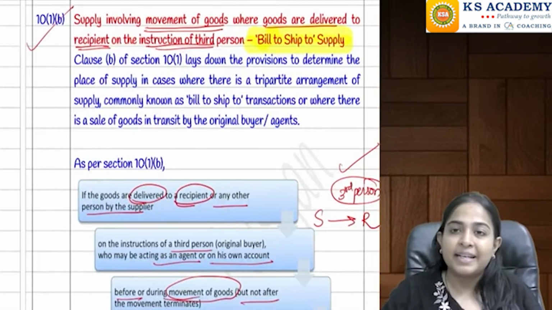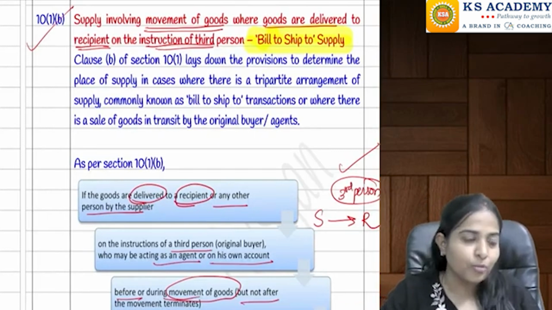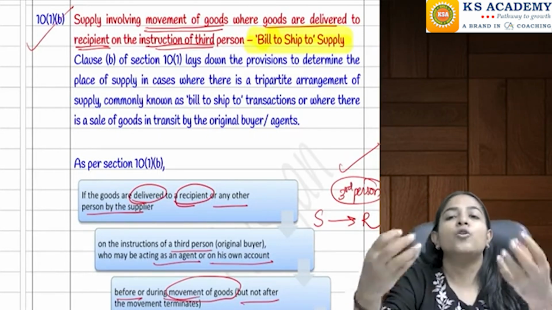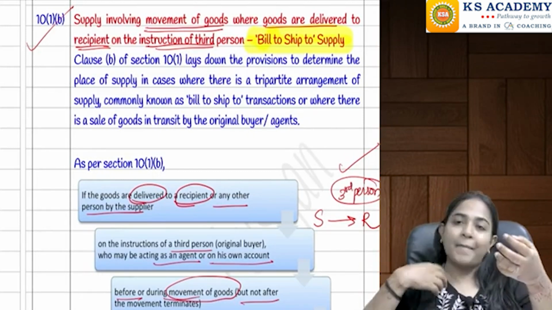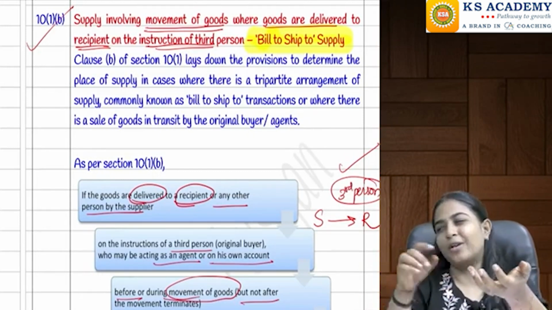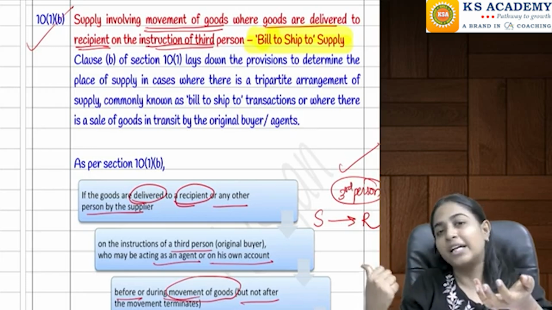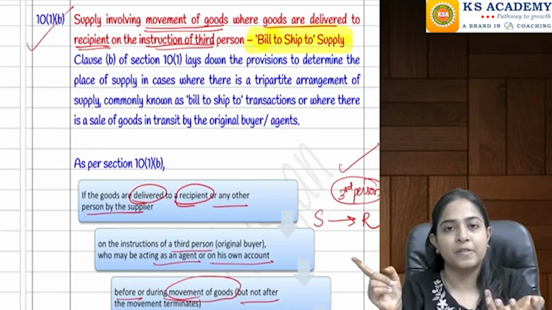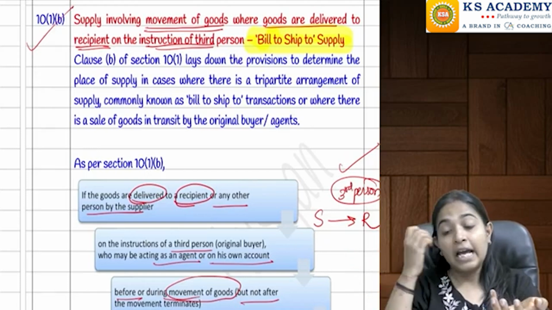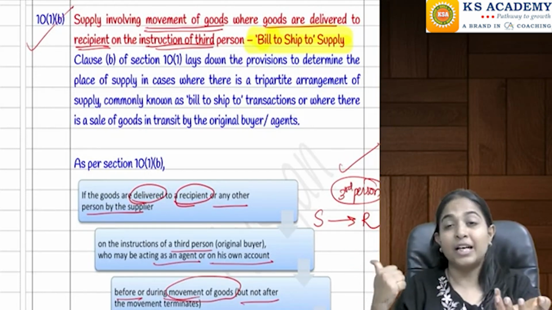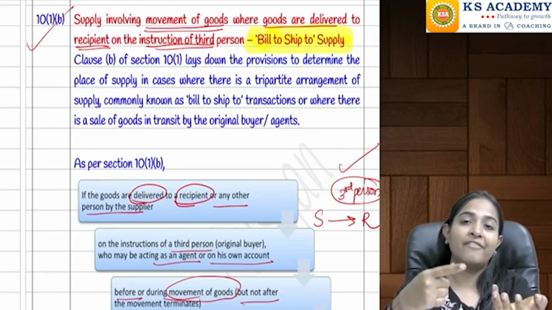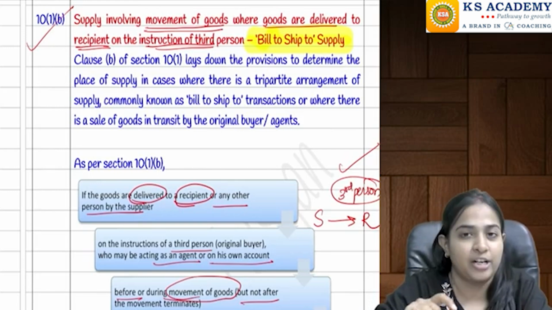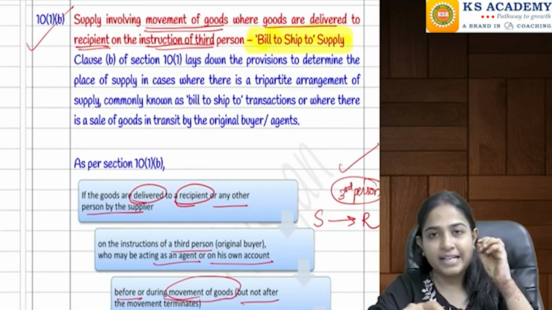Now the next one, section number 10.1b, a very important section to be remembered. There we are talking about the bill to ship to model. That is, when I am supplying the goods to you, my contract was with you, but you told me to deliver it to another person. So in that case I am billing to you, but shipping to another person. The place of supply will not be that of the other person to whom the goods were delivered. The place of supply will be the principal place of business of the person with whom you entered into the contract initially, right? That is determined under section 10.1b.